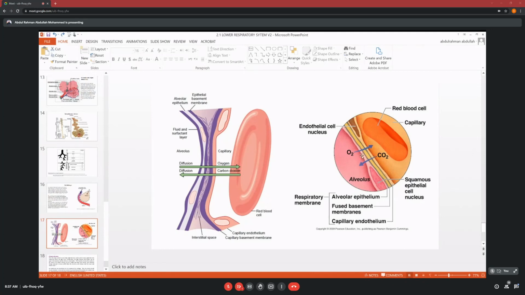So these are made up of 3 layers. Yeah, so here the same. This is capillary, this is alveoli. So we have epithelium, we have basement membrane, then we have the capillary basement membrane or endothelium. So that means we have only 3 layers. So that's why carbon dioxide and oxygen can cross, and they move from either side by means of diffusion.